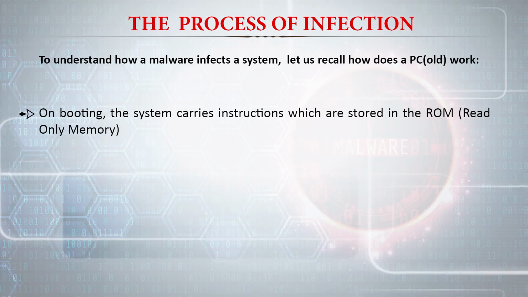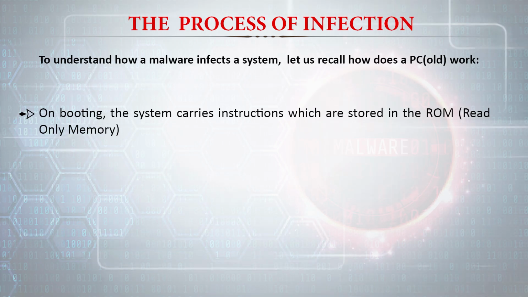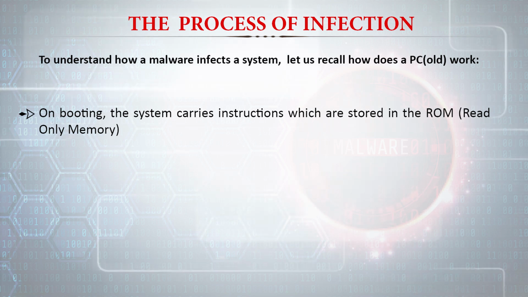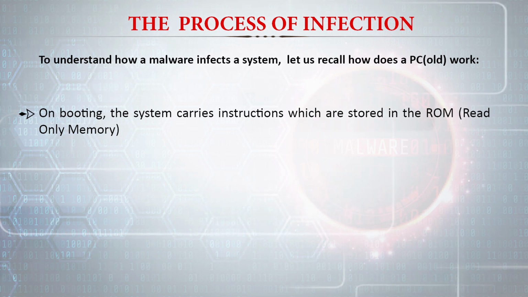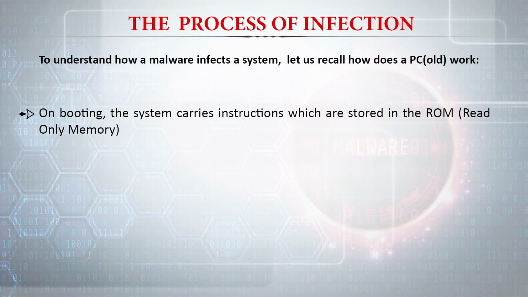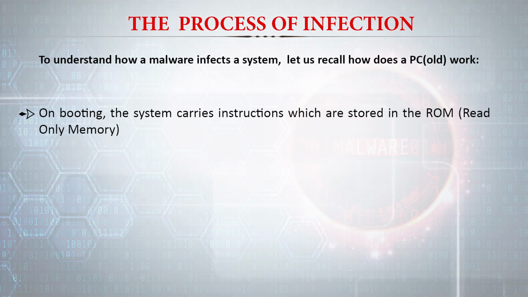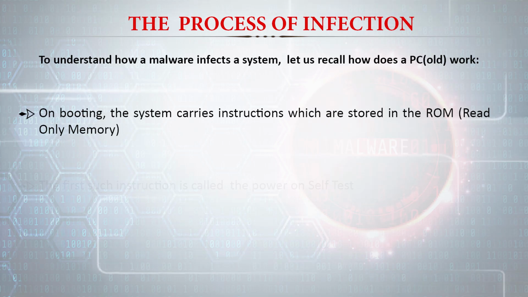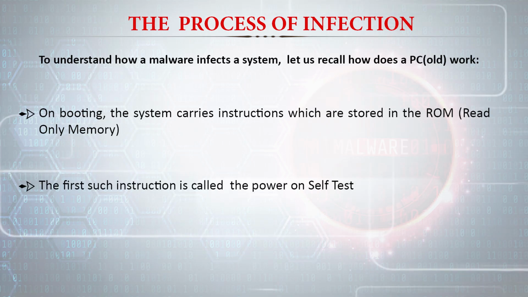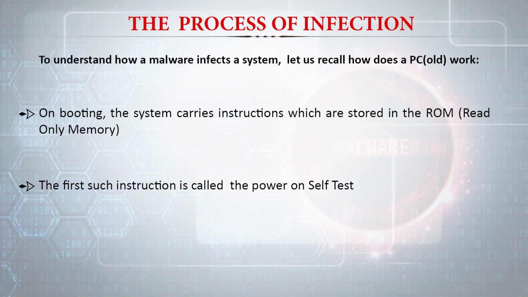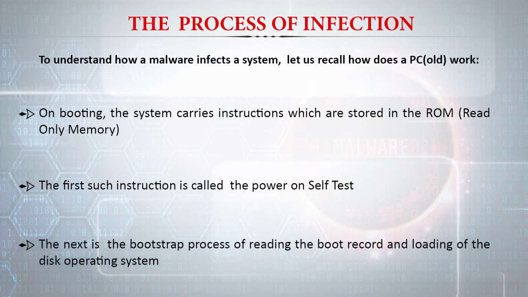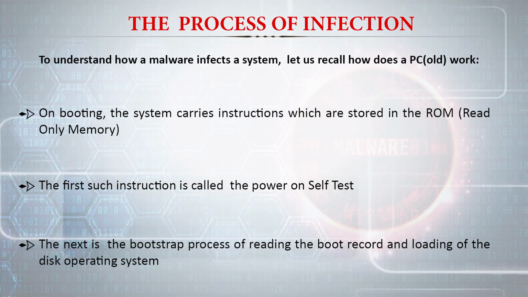So we have a RAM, we have a ROM, and we have different kinds of ROMs. Some software is permanently burnt into read-only memory. Let me repeat one sentence: on booting, the system carries instructions which are stored in the ROM. The first such instruction is called the power-on self-test. The next is the bootstrap process of reading the boot record and loading the disk operating system.